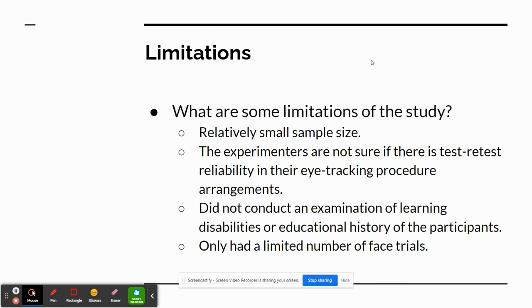They did not conduct an examination of learning disabilities or educational history of the participants, so they're not entirely sure if all of the difficulties in the experiment were because of the PTSD or other factors. And they only had a limited number of face trials, which it would be beneficial for them to have included more, to have a wider variety of facial expressions that could affect individuals diagnosed with PTSD.